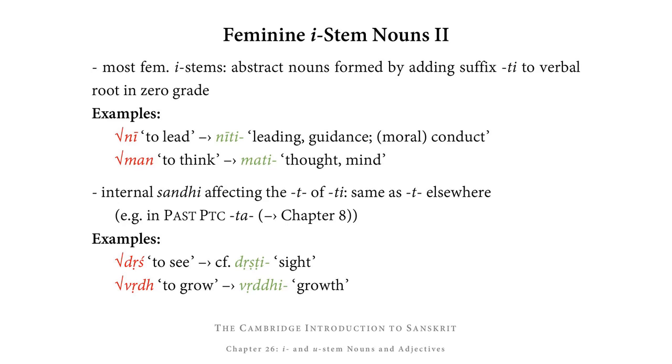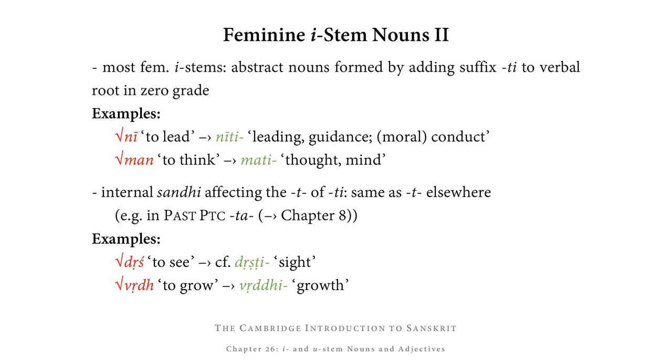We get more internal sandhi, and this sandhi mostly affects the t of the suffix ti, and it's the same sandhi of t as we've also encountered elsewhere, for example in chapter 8, where we were introduced to the suffixes ta and twa and tum. So, for example, on the basis of drish, to see, we get drishti, sight or appearance. What happens here is that the palatal sh and the dental t are combined, and both of them change into their retroflex counterparts, so we get drishti, meaning sight.